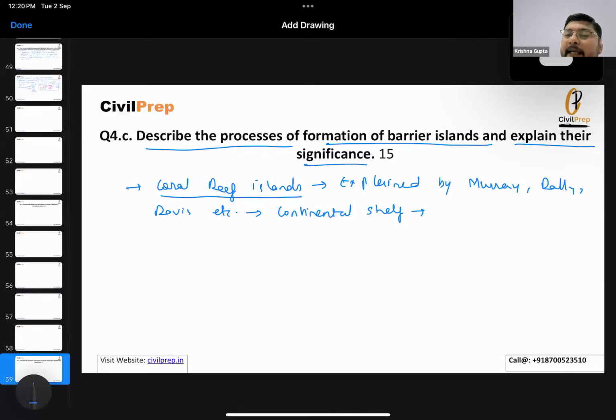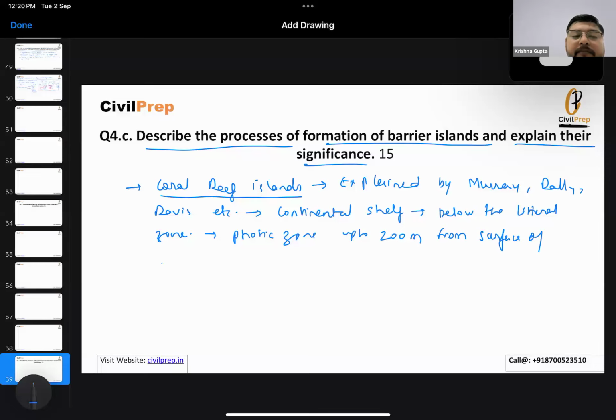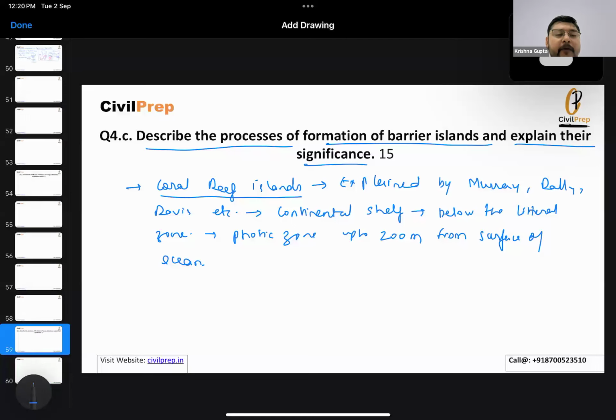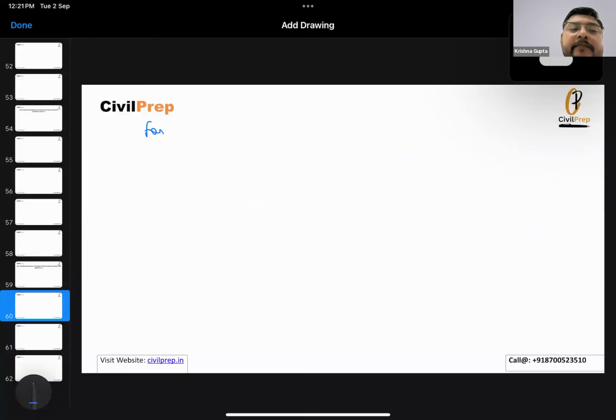Okay, under continental shelf, they are present exactly below the littoral zone. Okay, they are present between the littoral zone and aquatic zone, up to 200 meters from surface of ocean. Okay, now when we look at the formation process, we can refer to either Davis or we can refer here to Murray.